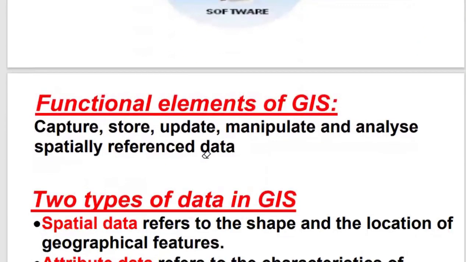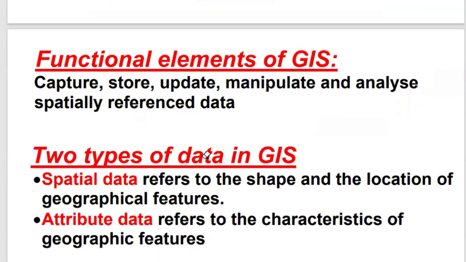We move on to the functional elements of GIS. Remember, they were also part of the definition. The definition gave us the components and also the functions of GIS. The functions, we are saying, what do we use the GIS for in geography? What do we use geographical information system for? Why is it necessary? What's its rationale in geography?